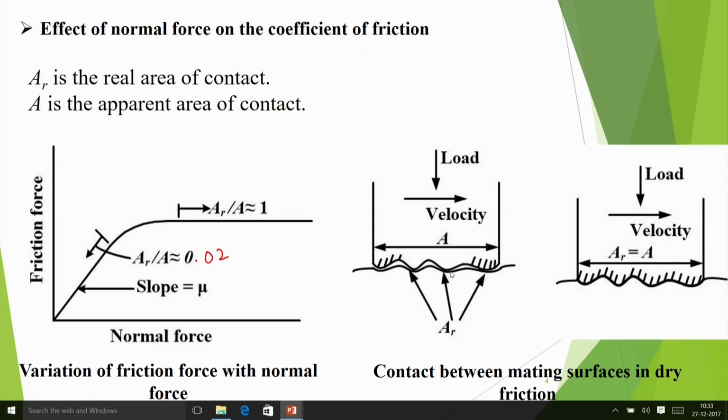In the beginning, if there is no contact area, suppose AR is 0, then there is no place to shear, and therefore friction force will of course be 0. That is why when the normal force is 0, then the friction force is 0, but once there is a contact getting established, that means there is AR, that means these surfaces then offer the resistance, and therefore you will get friction here. So, that will be manifested here. So, this type of thing keeps happening.